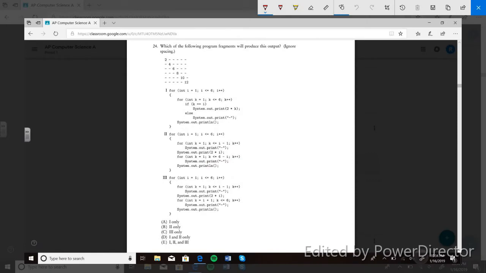For number 2, they're essentially doing the same thing. They just have i's, and then i has to be equal to k, and if it does, then it prints out the number, and if it doesn't, it would print out dashes. So that's actually what they're doing for 2 and 3, because all of them end up working. So the answer would be E.